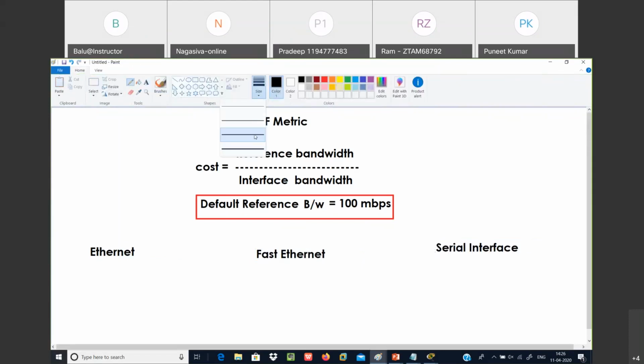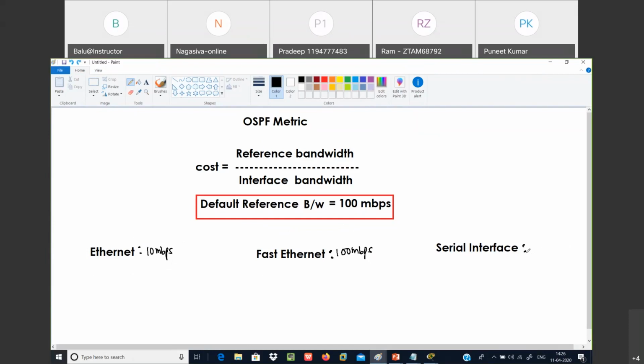Now let me check clearly. Ethernet, what's the speed of Ethernet, guys? Ethernet speed is 10 Mbps. Fast Ethernet is 100 Mbps. Serial interface, no answer. Right? So we clearly discussed Ethernet speed and fast Ethernet speed. What about the serial interface speed?